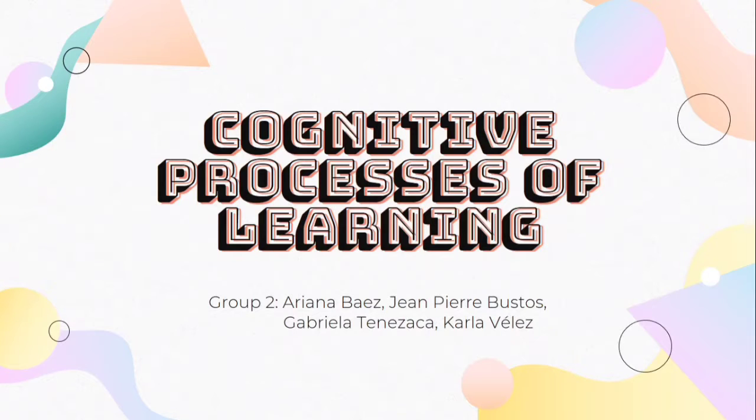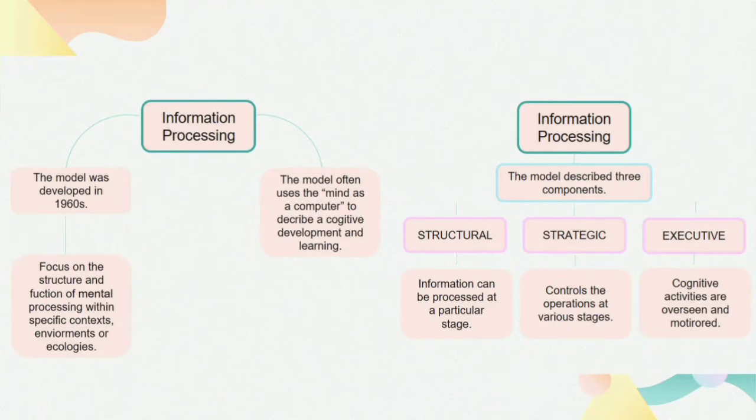Cognitive process of learning. In this part, we try to understand how information is processed. At the first, we need to mention that this model was developed or created in the 1960s, focused on the structure and function of mental processing within a specific context, environment, or ecologies.